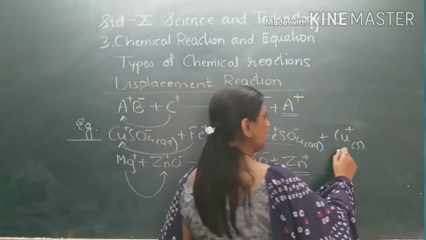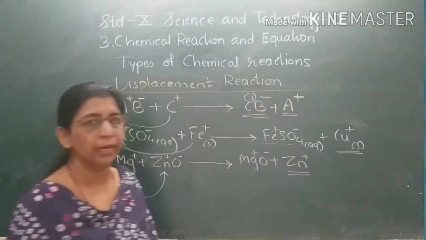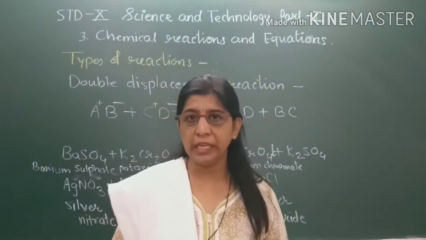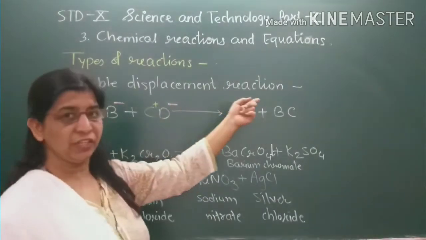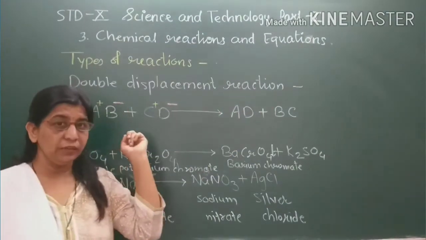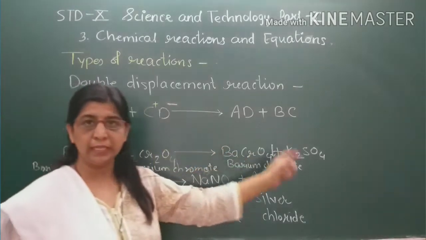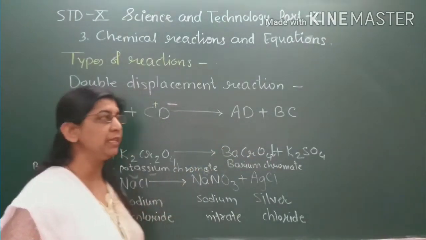So Zn plus is a separate ion whereas Cu plus is a separate ion; formation of ions takes place here. The next type of reaction is double displacement reaction. The reaction in which the cations and anions are exchanged to form a precipitate is nothing but a double displacement reaction.